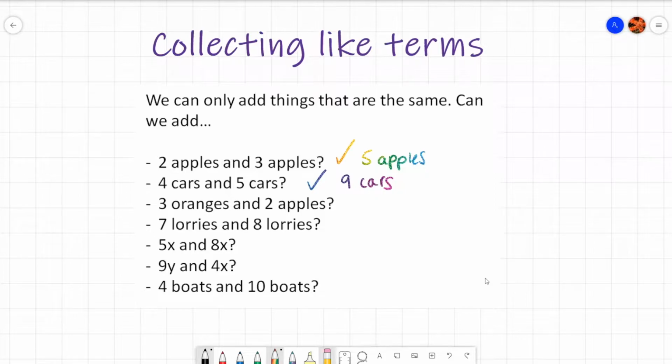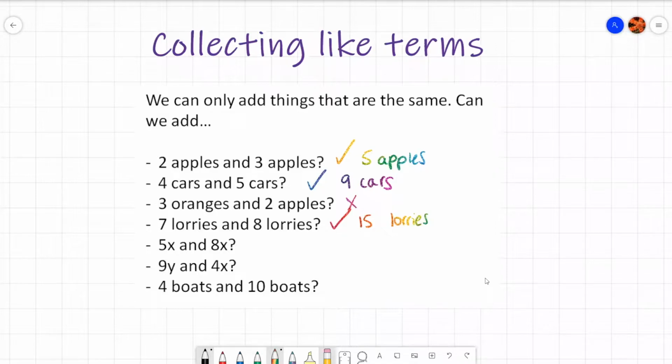Can I add 3 oranges and 2 apples together? I can't, because there's no such thing as 5, I don't know, apples or appanges. So I can't add them together. Can I add 7 lorries and 8 lorries together? I can. That's a total of 15 lorries.